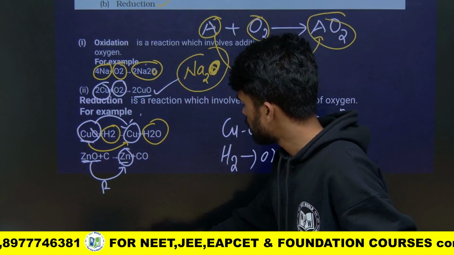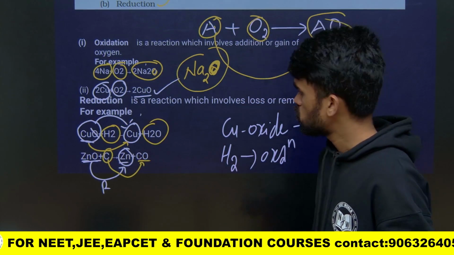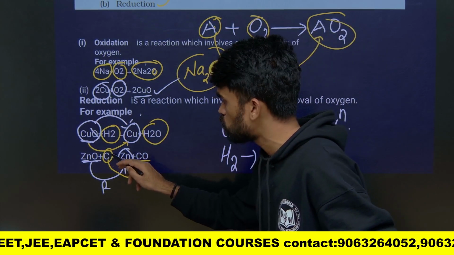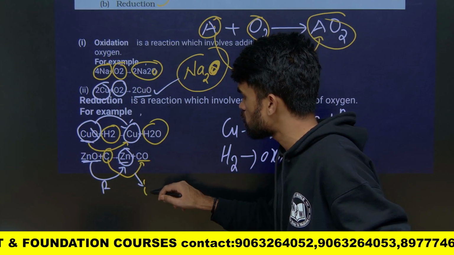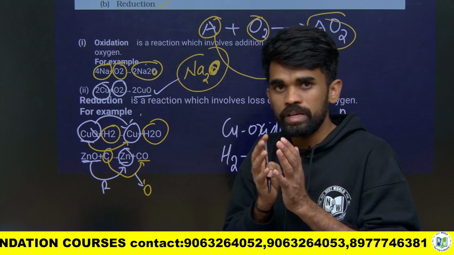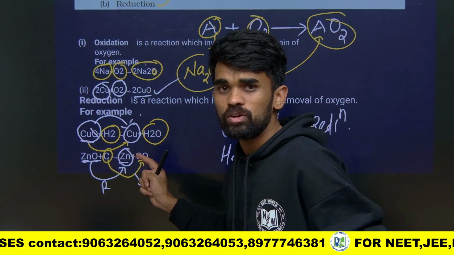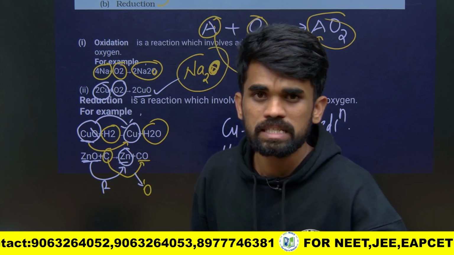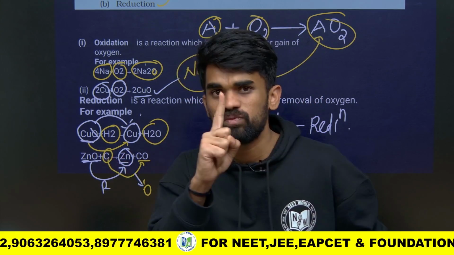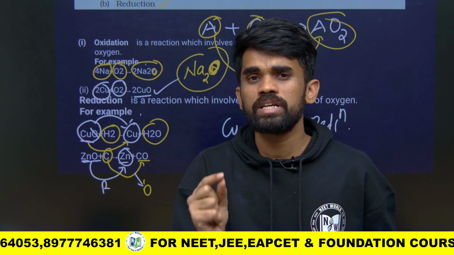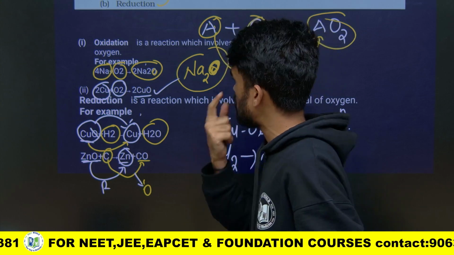And next, here copper is getting converted into copper oxide, right? So can I say addition of oxygen to this copper is taking place during this process. So I can say copper is getting oxidized. So during a reaction, if loss of oxygen is taking place, then you can say reduction. If gain of oxygen is taking place, you can say oxidation. If both processes are taking place in one single reaction, you can call that reaction a redox reaction. What is that? Redox reaction. I hope it is clear, right?